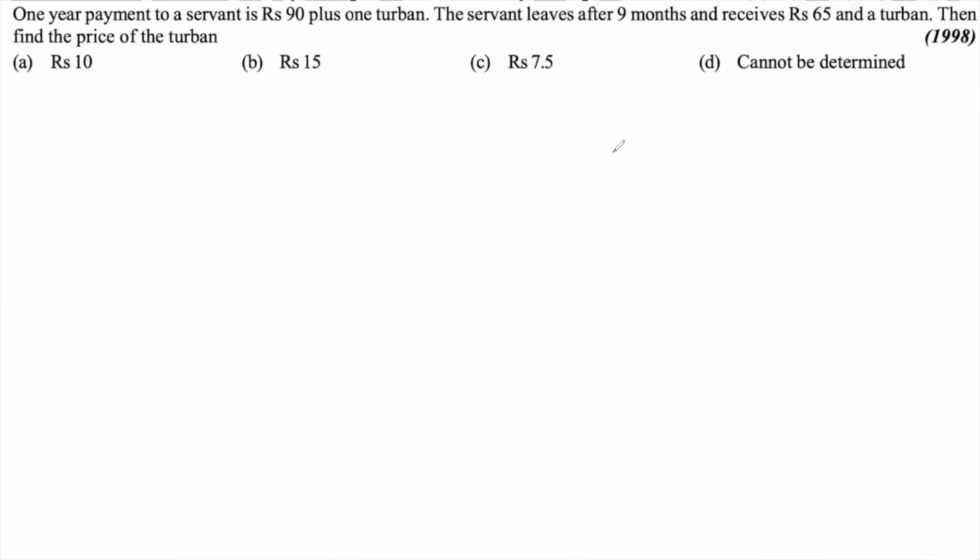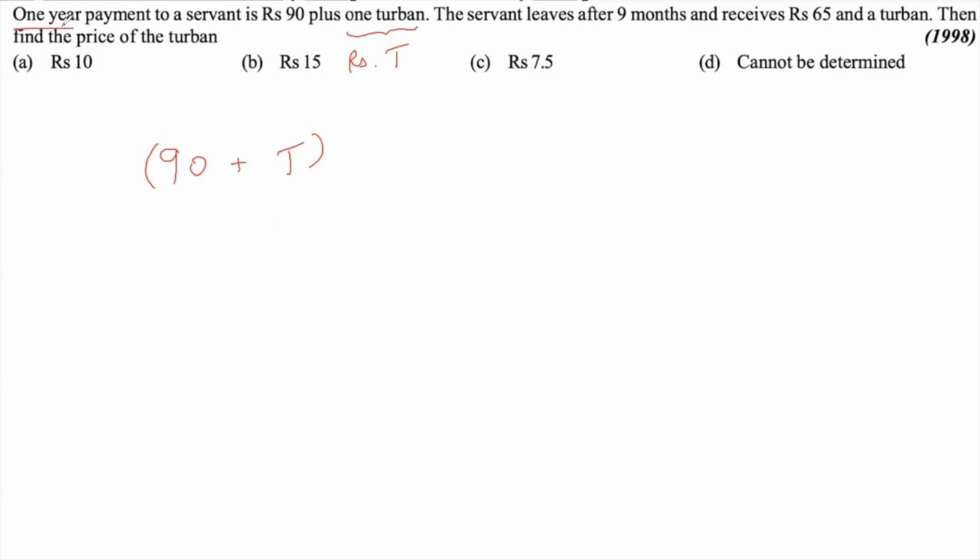Okay, so one year payment to a servant is rupees 90 plus 1 turban. The servant leaves after 9 months and receives rupees 65 and a turban. Then find the price of the turban. Let the price of the turban be equal to T rupees. So the servant was supposed to be paid rupees 90 plus the turban of T rupees. This was the total payment for 1 year.